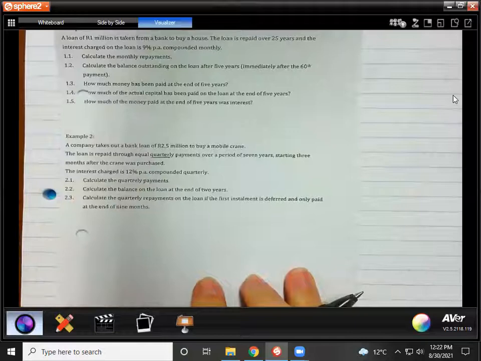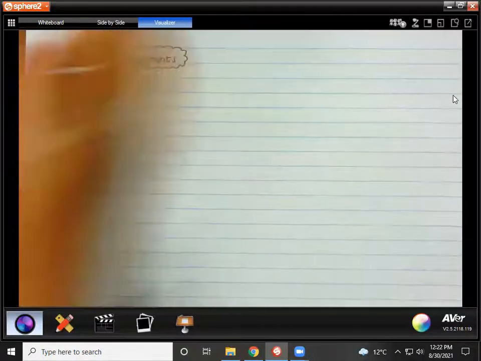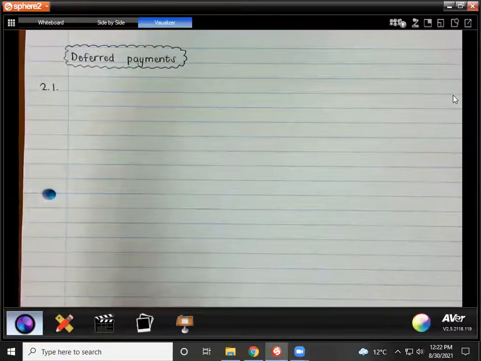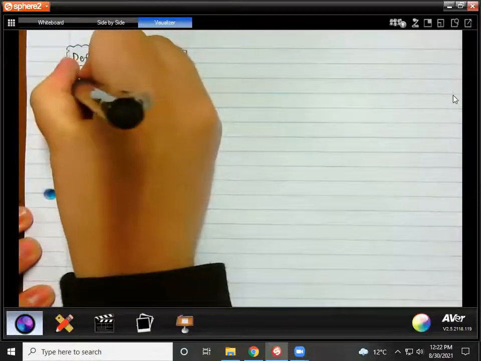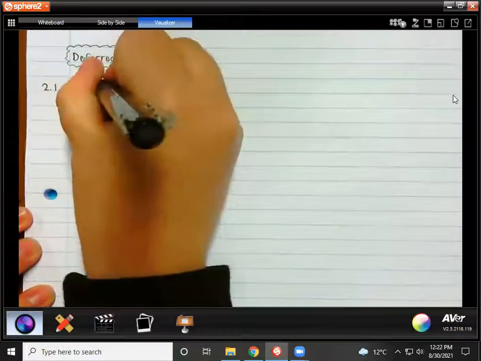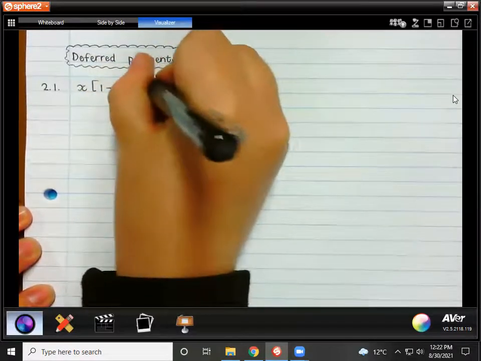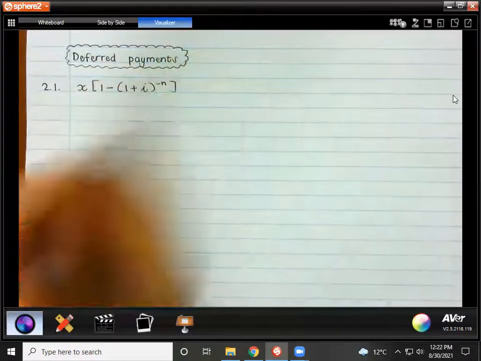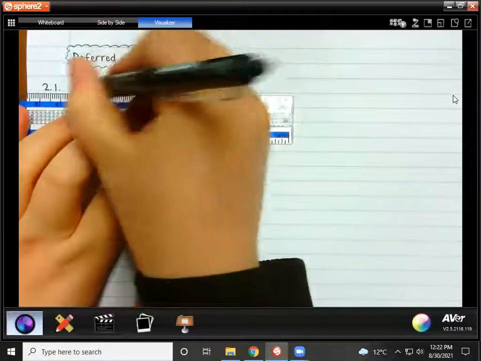So 2.1, calculate the quarterly payments. So we're just going to use the normal present value formula. Okay, it's a loan that we're taking out. The loan is 2.5 million. So we're just going to use this formula. I'm going to write it down just so that we know exactly what we are subbing everything into. But obviously you don't have to write this down. It's on the formula sheet, so you can just read it off.